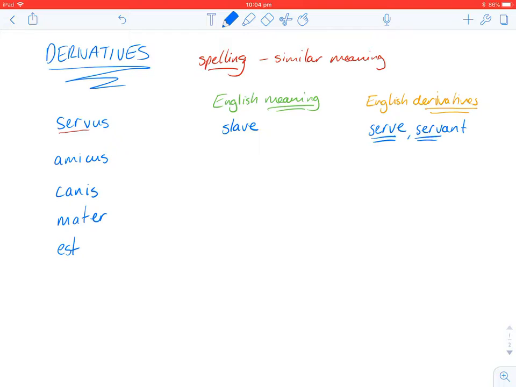So can you see the difference? The meaning is slave, but we have a derivative, serve or servant, that has a similar meaning to slave, but doesn't mean the same thing and has the same spelling.